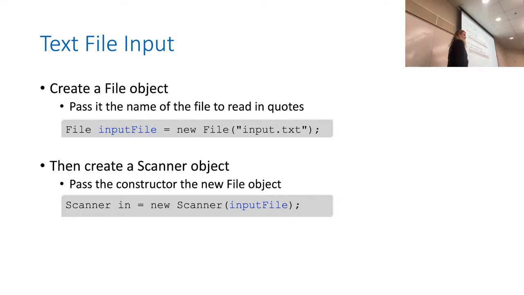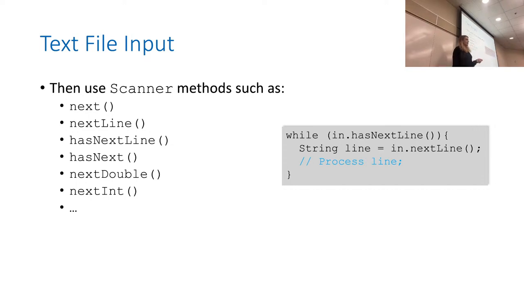The only difference here is that instead of the scanners we used the first half of the semester, where the argument to the scanner constructor is, yeah, scanner is an object, instead of it being System.in, i.e. the system's input, the keyboard, we give it an input of input file, which is the file object I made up here. So if we want to read data in from a file, we create a file object and then use that file object to create a scanner. And the scanner object works the exact same way that scanner has always worked. While in.hasNextLine, string line equals in.nextLine.